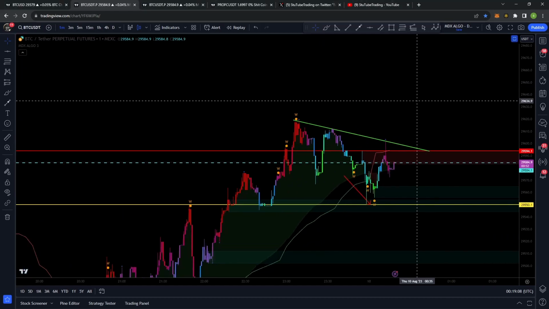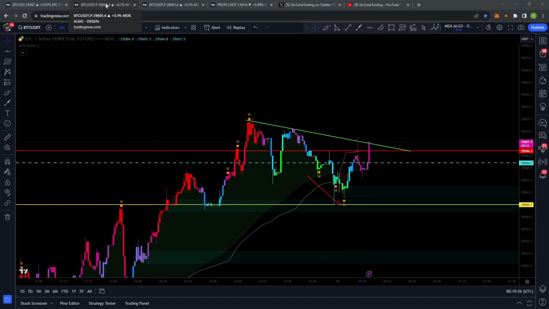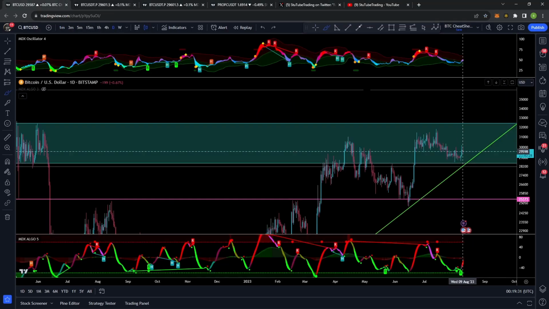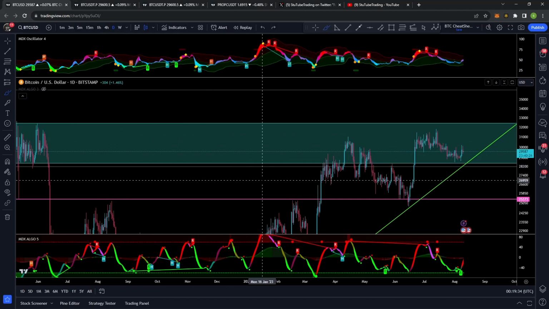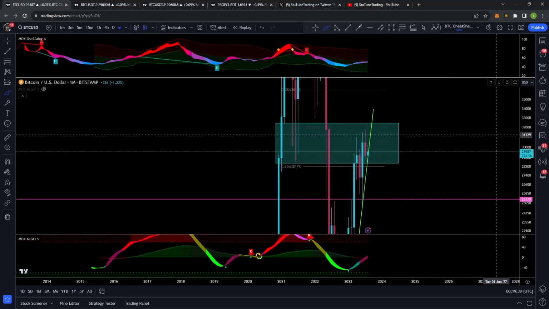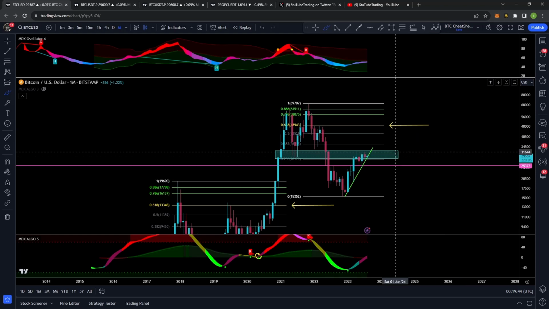Anyone else in any scalps? Check out the monthly chart. Oh, I think that monthly chart looks beautiful.